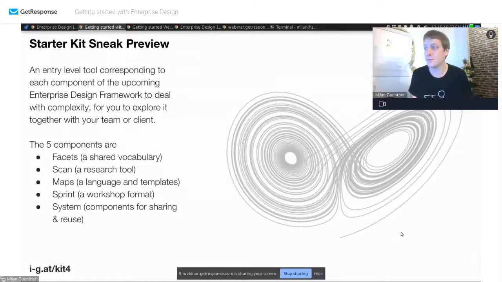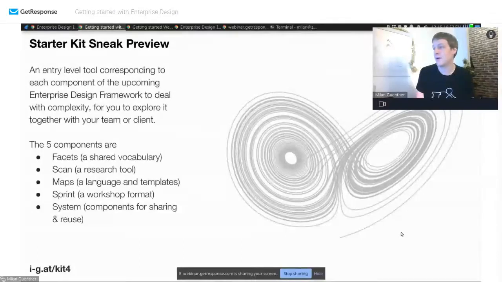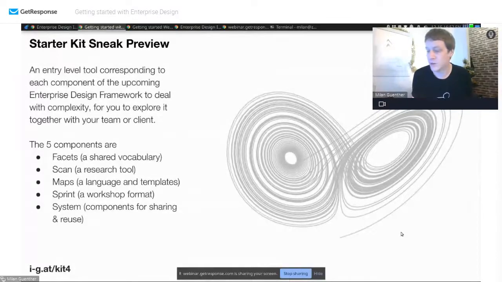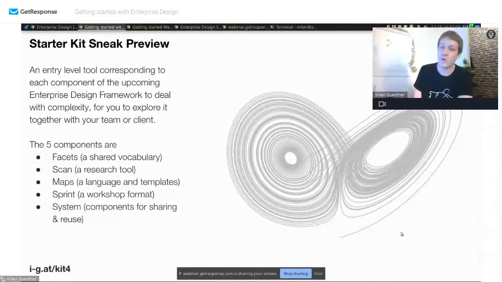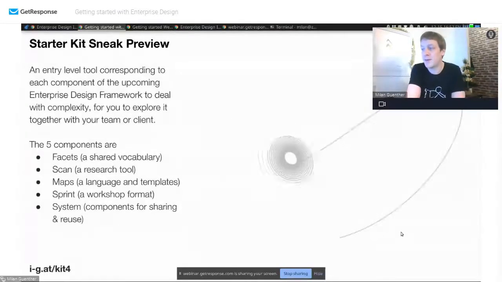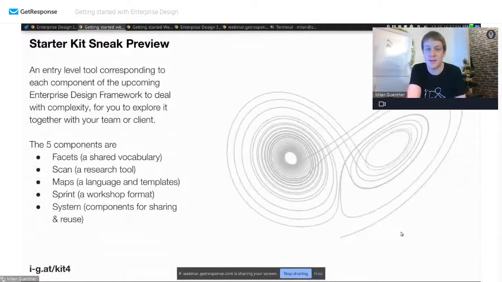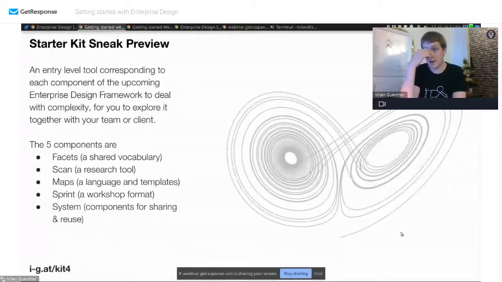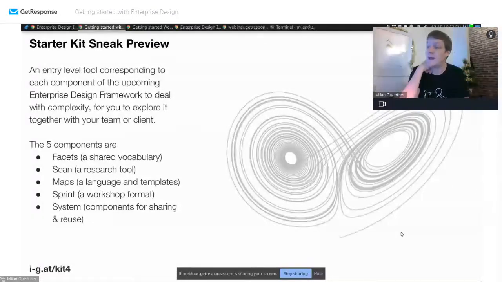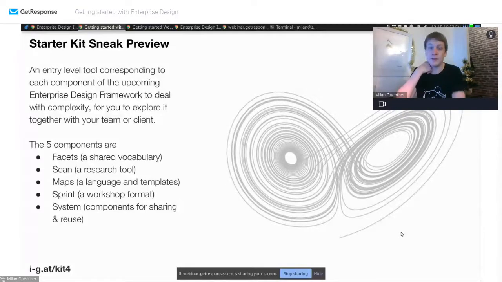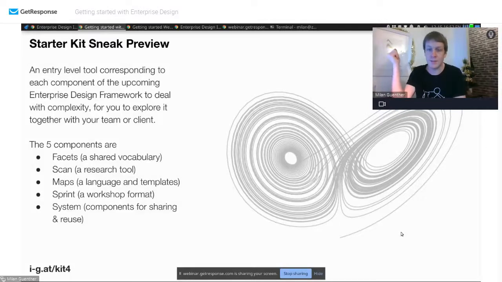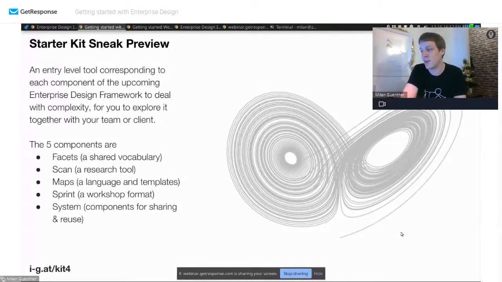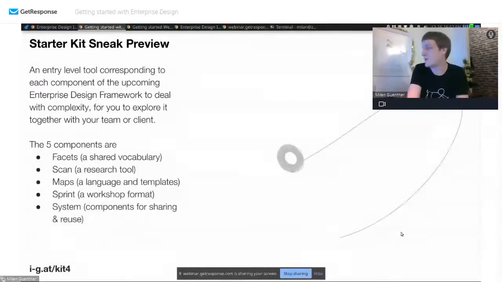So you have a description of the facets that I mentioned. You have a tool for doing research and exploring the enterprise and its environments. You have a tool for making maps of the enterprise and the language, the Edgy language that I mentioned. You have an overview of an enterprise design sprint, which is a workshop format similar to design sprints, but instead of making products and services, we are looking at changing the enterprise. And you have an enterprise design system.